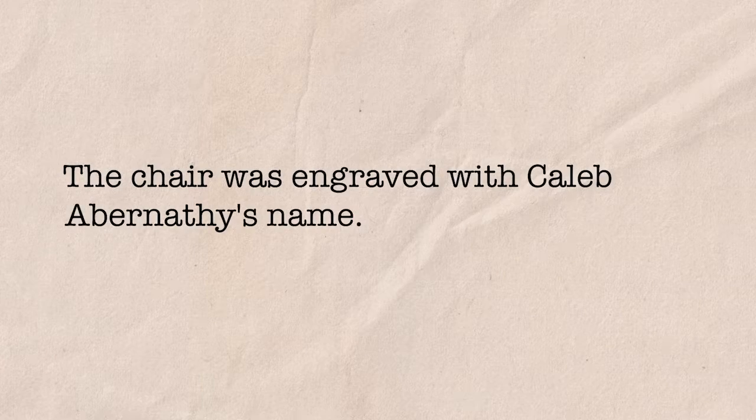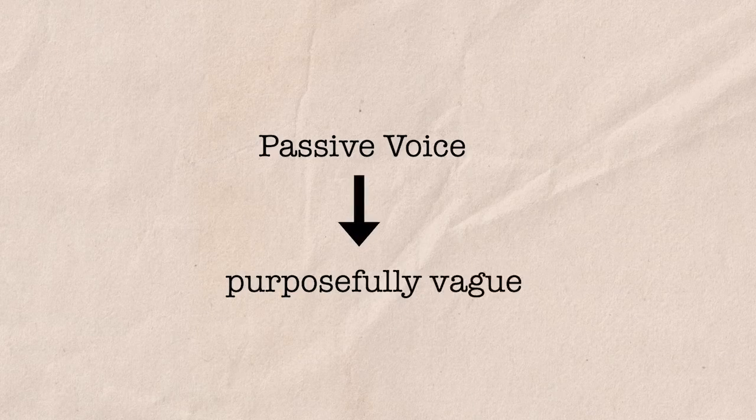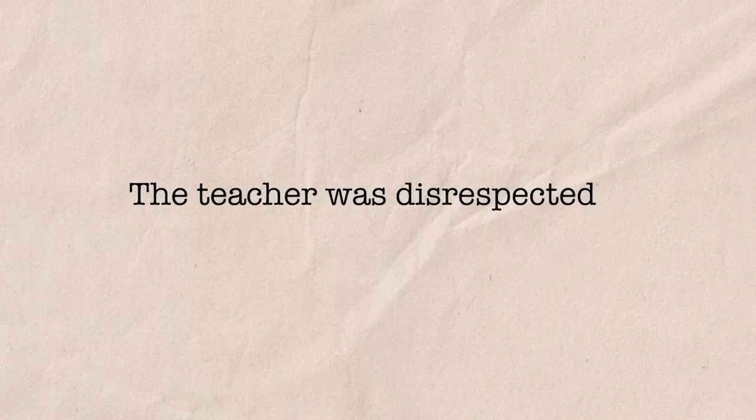Now, even though active voice is better in most cases, sometimes passive is the way you want to go. Like when you want to avoid mentioning the doer of an action. Like this. The chair was engraved with Caleb Abernathy's name. The engraver's name isn't important information. You can use passive voice when you need to be purposefully vague. The teacher was disrespected. Here, the person doing the disrespecting, as accidental as it was, remains nameless on purpose.